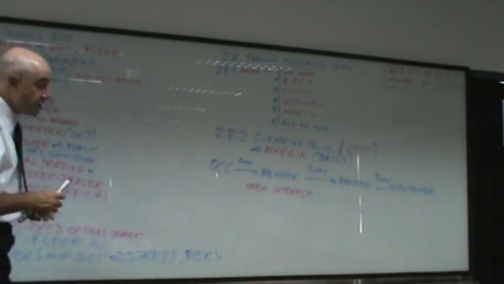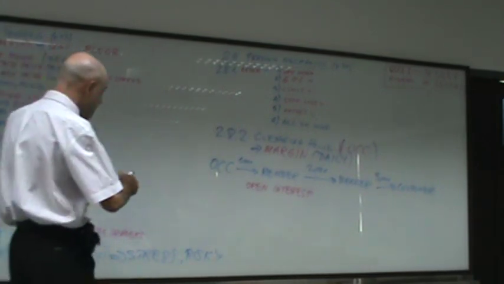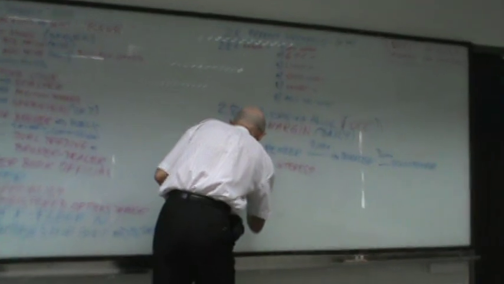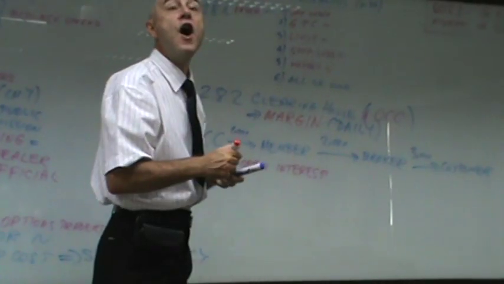I already explained 283 is called offsetting order.